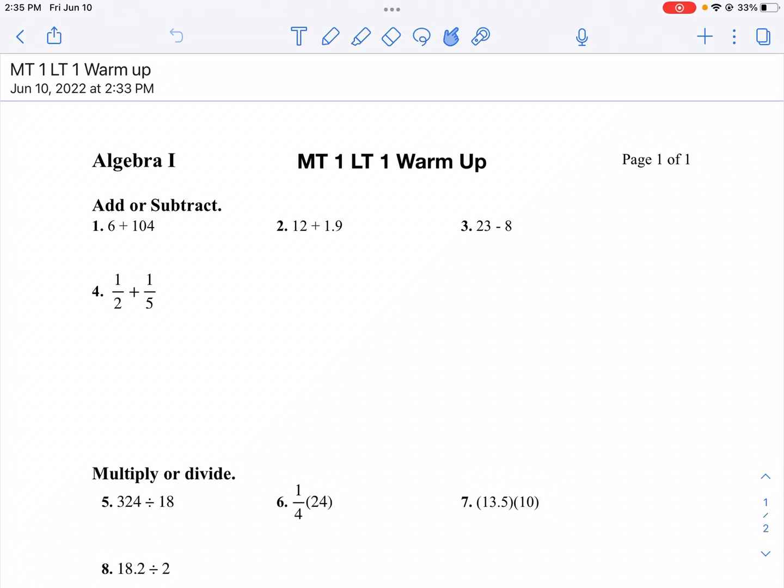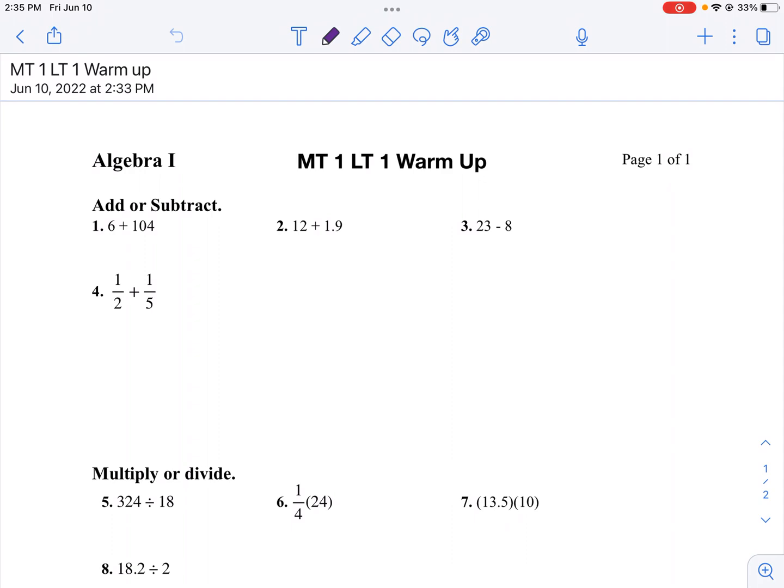Hello, this is an explanation of your MT1 LT1 warm-up. Hopefully you did the problems and now you're checking, and you can fast forward to some of the questions if you got them wrong to look at which one. So if I look at number 1, we're going to add or subtract.